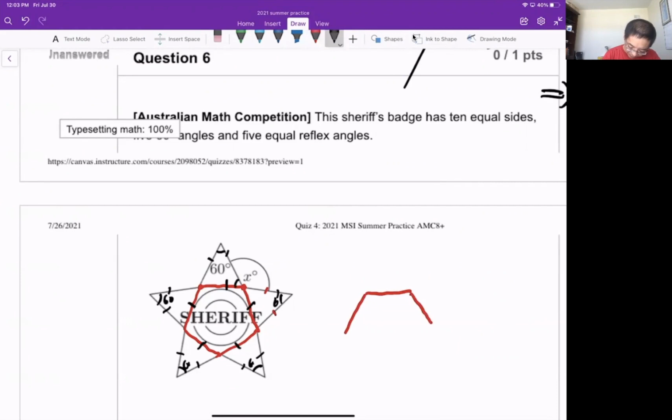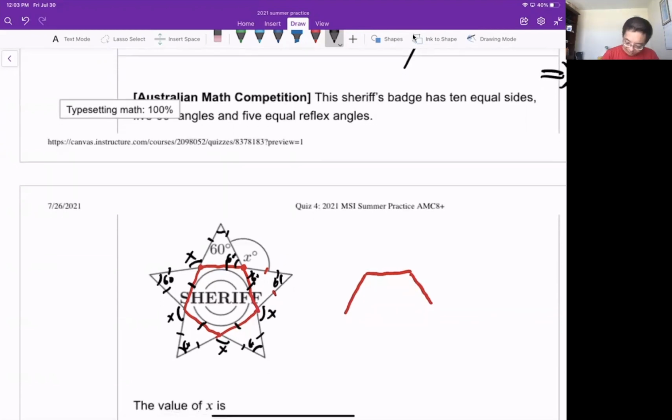You see, this one is 60, and this 60, these are all the x, these are all the x, right? All the angles are the same. Okay, and then what do we have on the inside? Obviously, what we have inside is a regular pentagon. Right? So the inside is a regular pentagon. Now, let's figure out what is the angle of the regular pentagon.